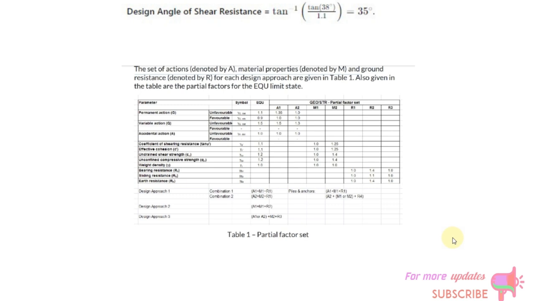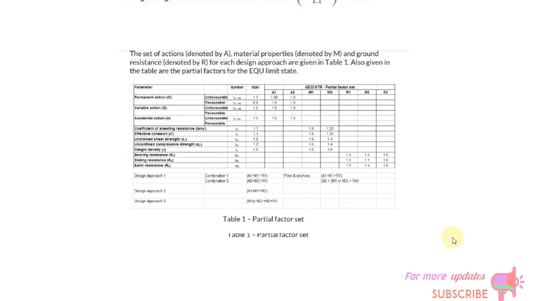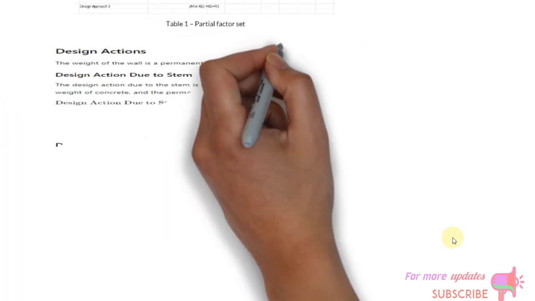The set of actions, denoted by A, material properties, denoted by M, and ground resistance, denoted by R, for each design approach are given in Table 1. Also given in the table are the partial factors for the EQU limit state. From Table 1, EQU limit state, i.e. overturning: permanent unfavorable action has a factor of 1.1, while permanent favorable action has a factor of 0.9. Variable unfavorable action has a factor of 1.5, and coefficient of shear resistance is 1.1.